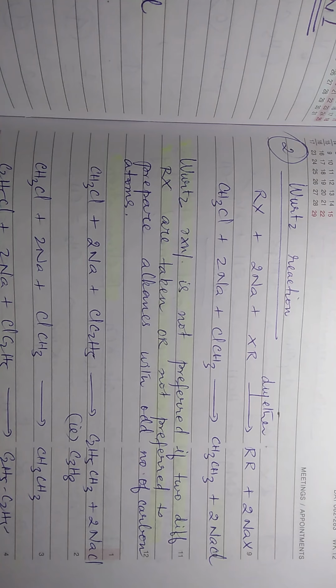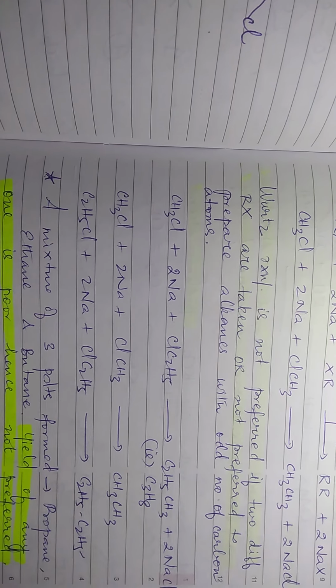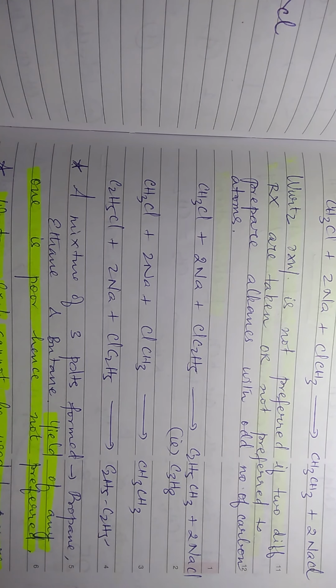Now what is more important about the Wurtz reaction is that it is not preferred if two different RX molecules are taken. Like if you take, say, methyl chloride and ethyl chloride, then you may expect propane to be formed. But in the medium, it is possible that one methyl chloride may come in contact with another methyl chloride molecule, giving rise to ethane. Same way, ethyl chloride coming in contact with ethyl chloride gives rise to butane.